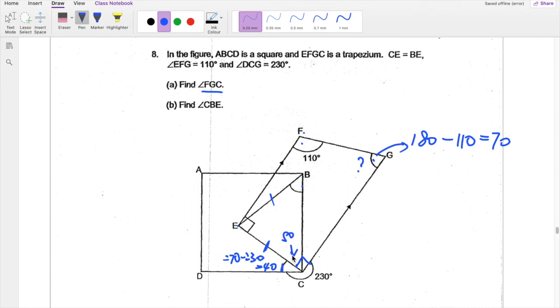Then CBE, because we know that CE is equal to BE, so these two angles are equal. So this angle will also be 50.